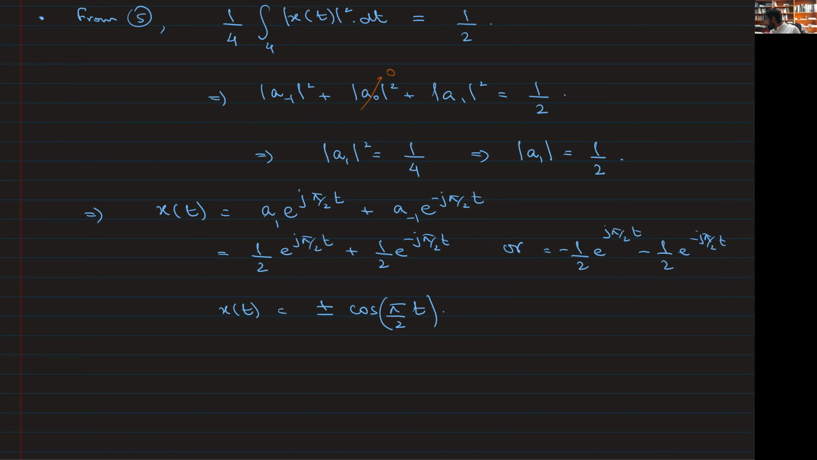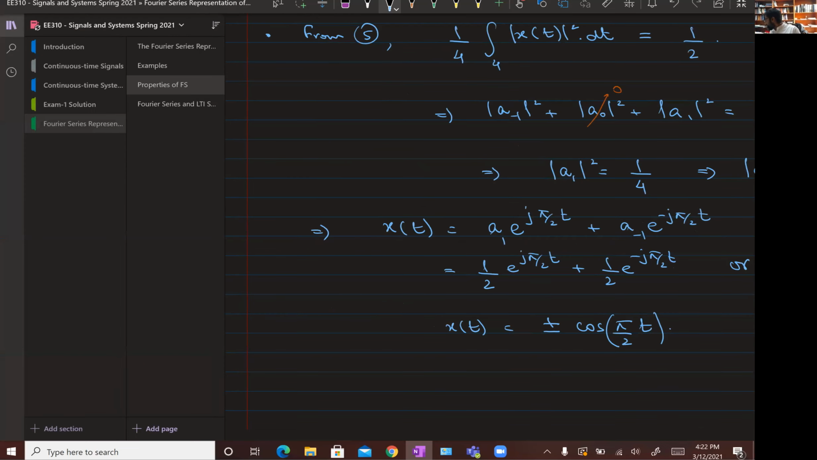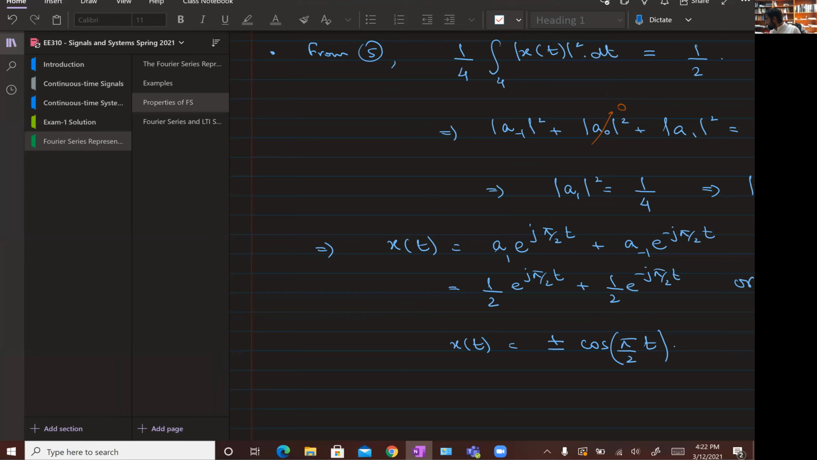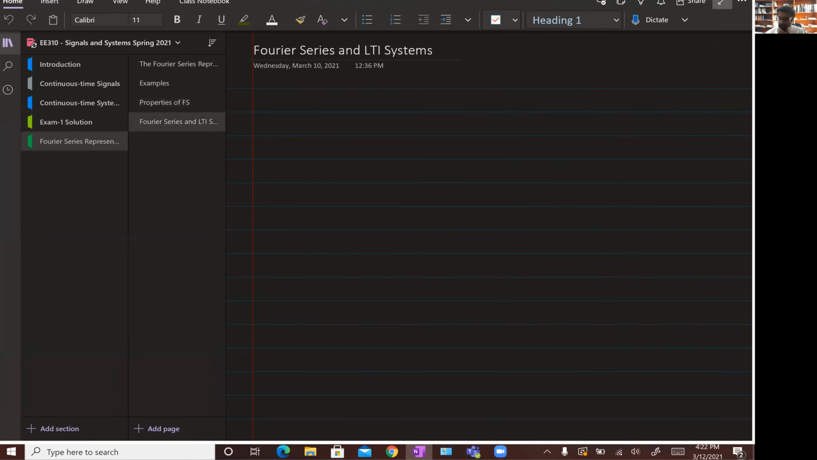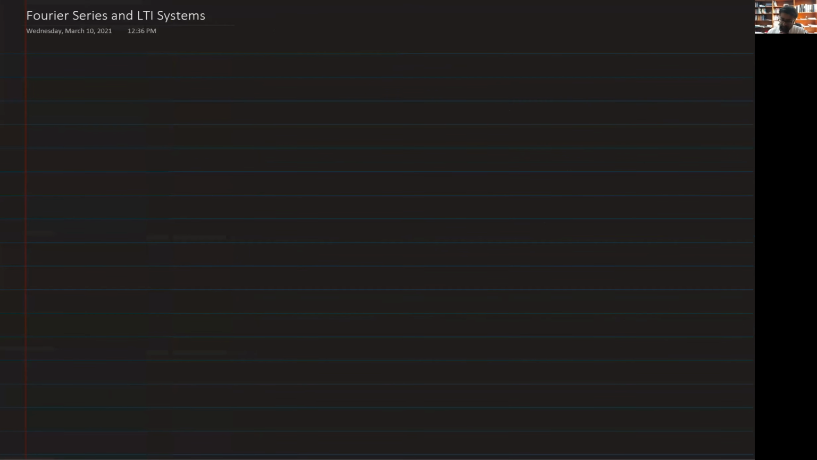Okay, so this wraps up our discussion on the properties of Fourier series. We are going to go ahead and discuss the last section within this chapter, which is how Fourier series and LTI systems interplay, right? So I'm going to start out by seeing, if I have an LTI system, and let's say the input to that LTI system is a complex exponential, what the output of that LTI system turns out to be.